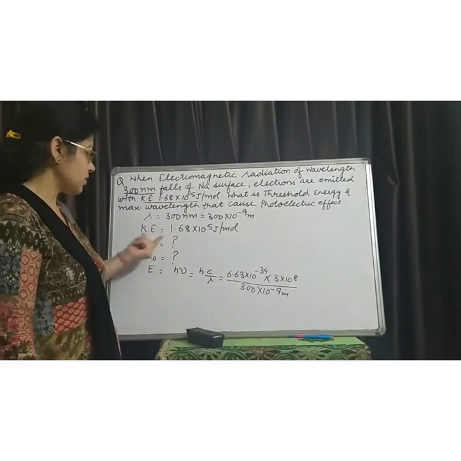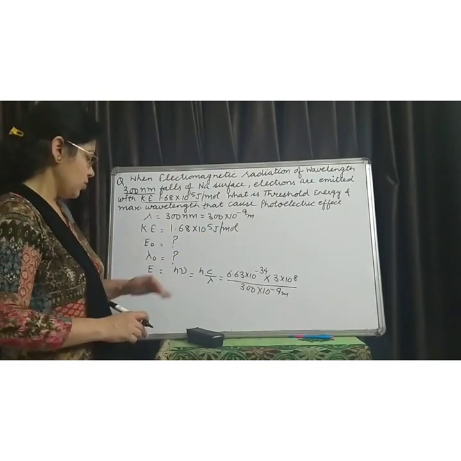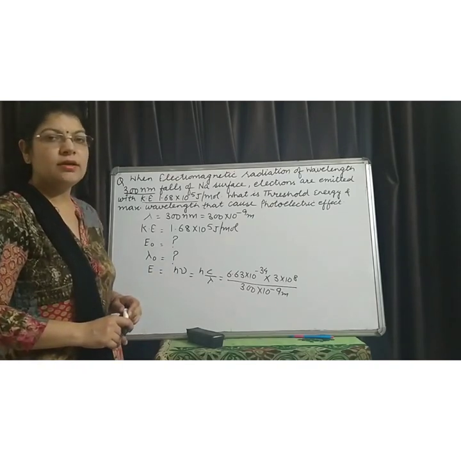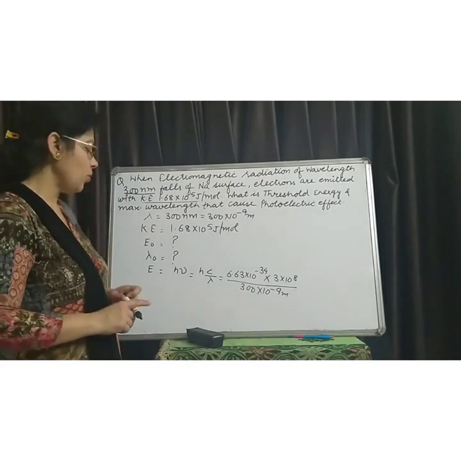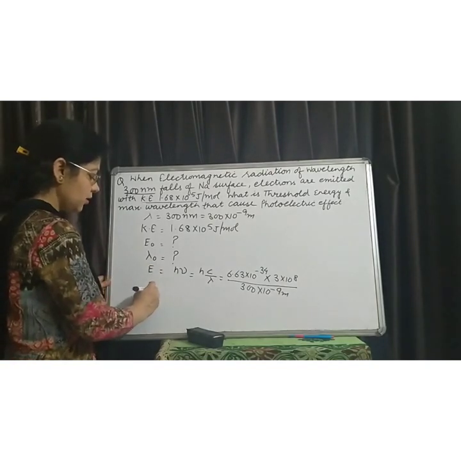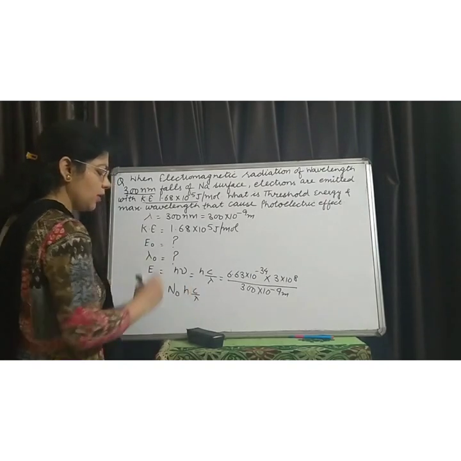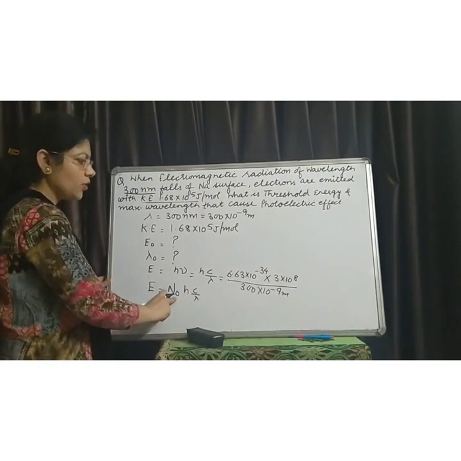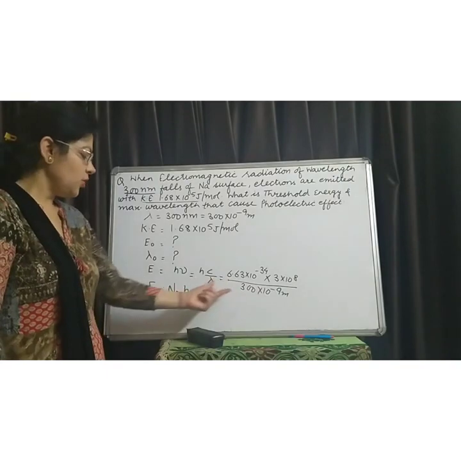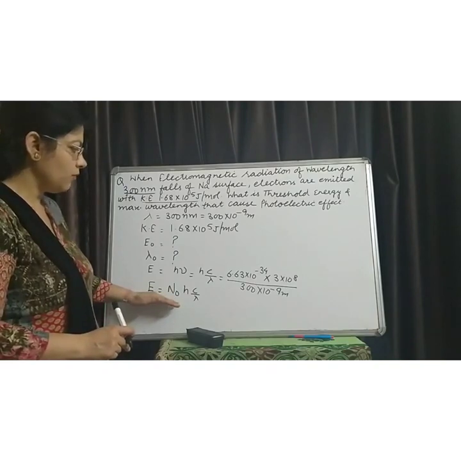In this question, the kinetic energy given to you is the energy of 1 mole of the electrons. So for calculation of the total energy of the radiation, we have to calculate the energy of 1 mole of the photons. For this, the total energy is equal to n naught hc upon lambda, where n naught is the Avogadro number. We have to multiply this energy with Avogadro number to calculate the energy of 1 mole of the photons.